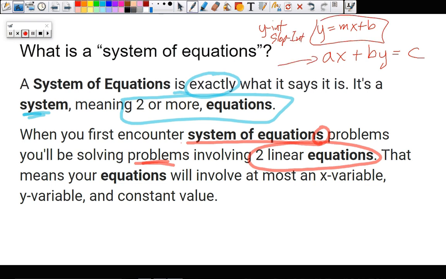And this one, does anyone know what that one is? Standard form. So standard form.